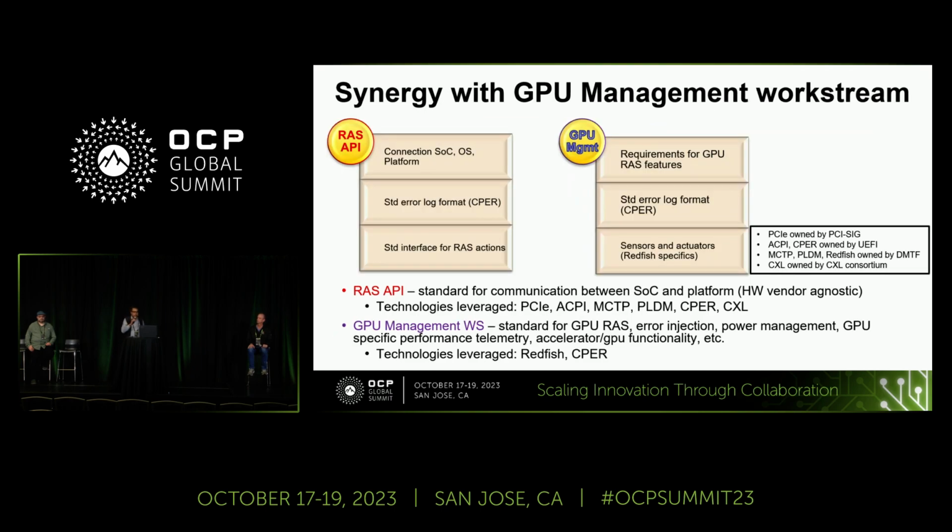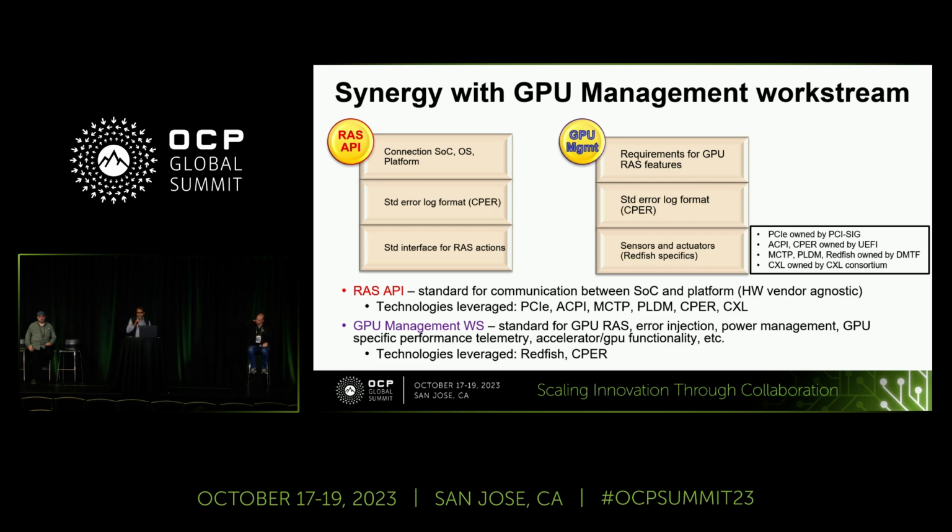Finally, another new work stream that is related to this effort and also has a play in the RAS area is the GPU management work stream. GPU management is a standard for GPU RAS, error injection, power management, and GPU-specific performance telemetry, and also some of the functionalities that are required. So they are creating requirements for GPU RAS features also.